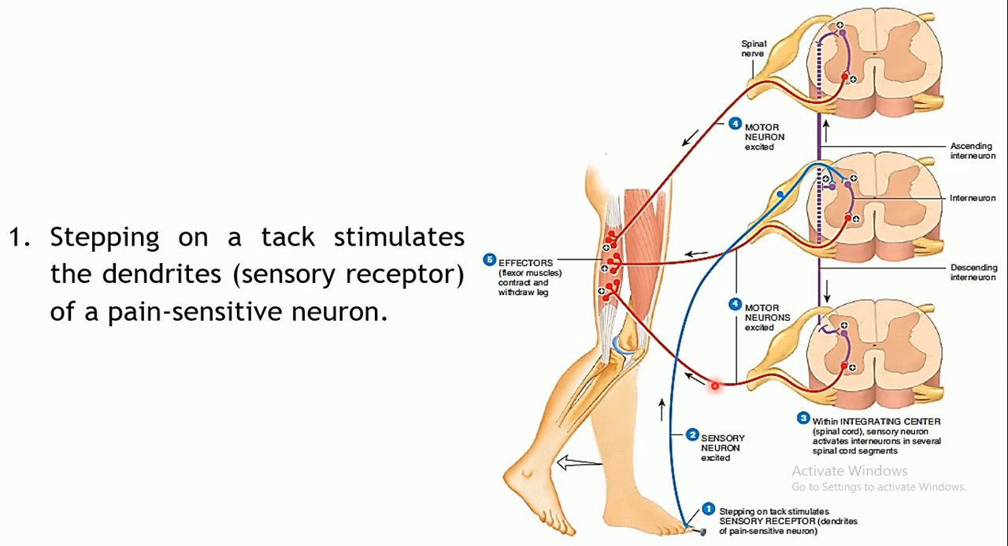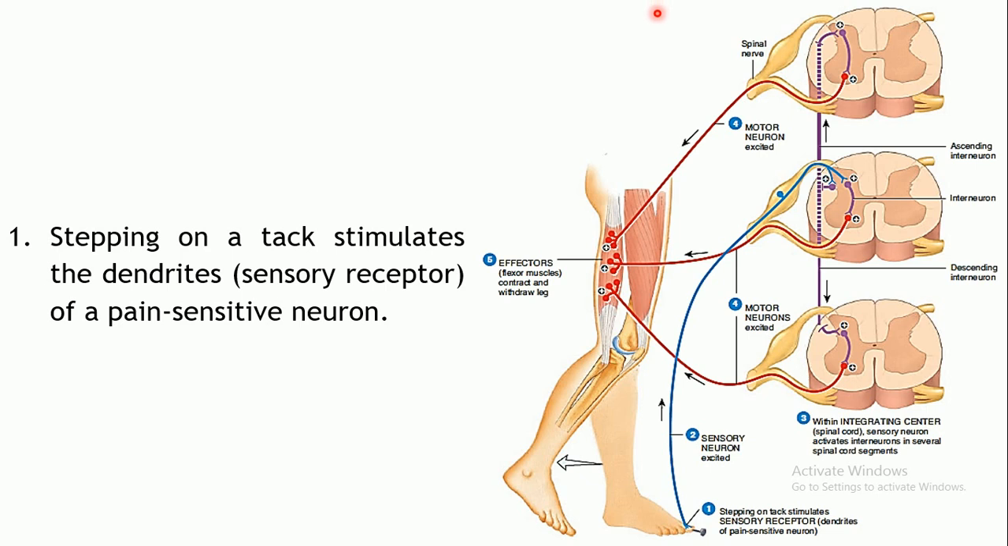So this operates in the following manner. The first step is, as you step on that tack, it will stimulate the sensory receptors, that is the dendrites of the pain receptors in your foot. Now here the spinal cord is shown out of the body, right? It's actually located over here. For the convenience of understanding this reflex in a better way, it is shown over here. Actually this nerve impulse will be traveling along your leg and it will travel towards your spinal cord.